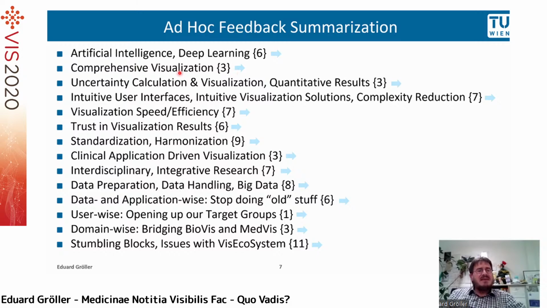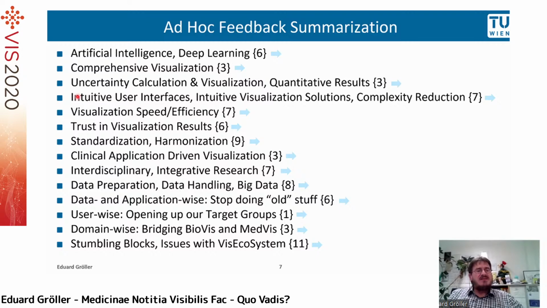The second thing is comprehensive visualization. There are so many different modalities. How can you accommodate these modalities? And the issues are concerning confidence, reliability, robustness, for example. And another topic is uncertainty calculation and visualization. How can you determine accuracy and precision in image analysis results in a patient-specific way, for example, when you think of precision medicine?